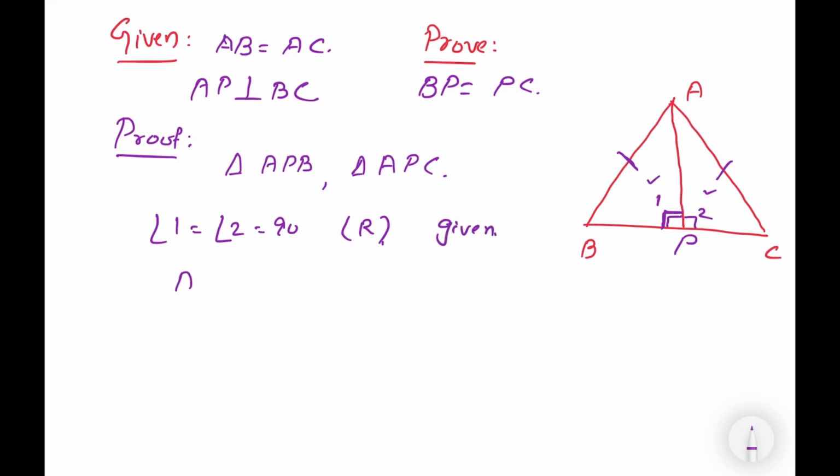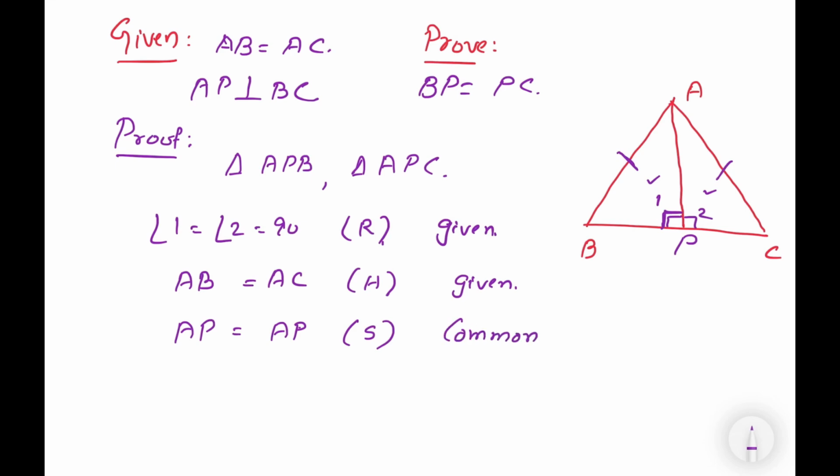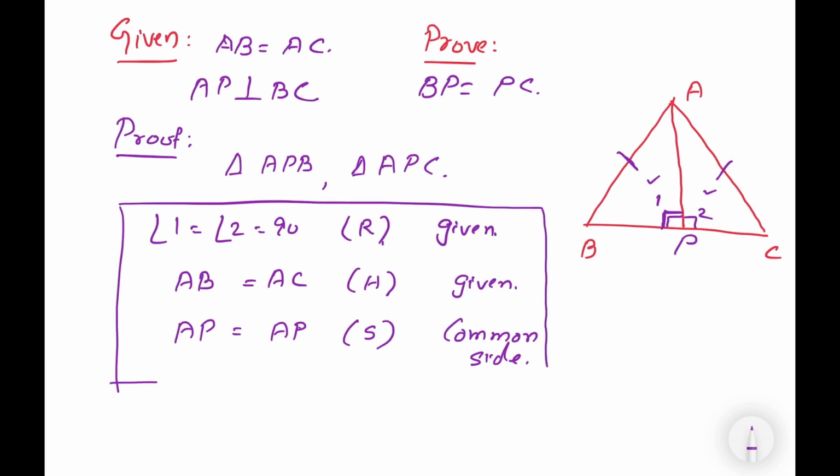Then we have AB equal to AC, hypotenuse. This is also given. Then AP equal to AP, side, it's a common side. You can draw the lines so that it looks neat, but don't waste your time during the exam. Just try to draw a rough figure like this.